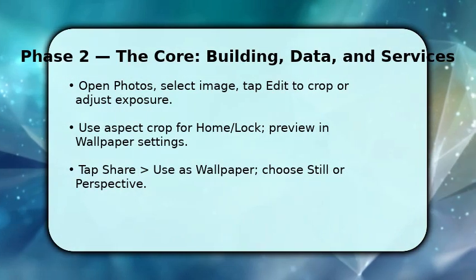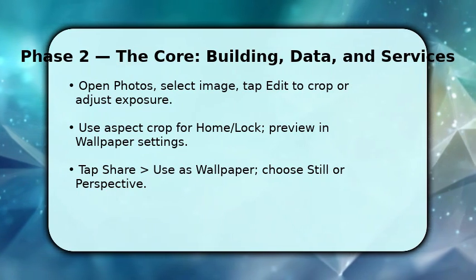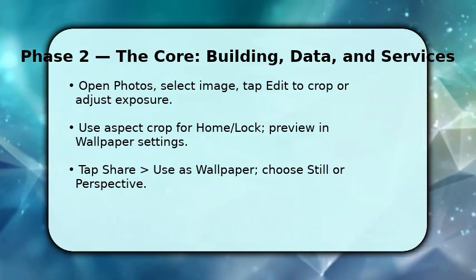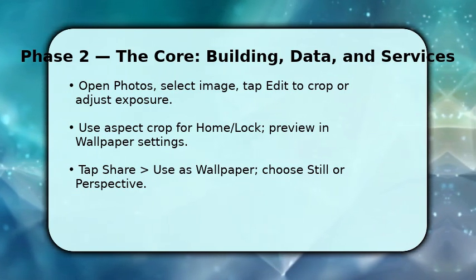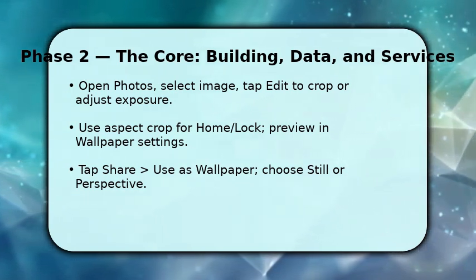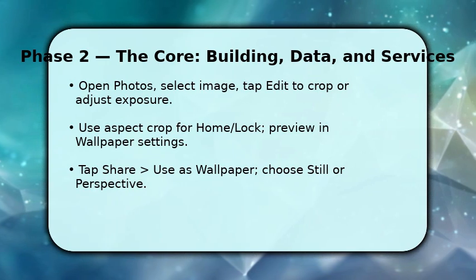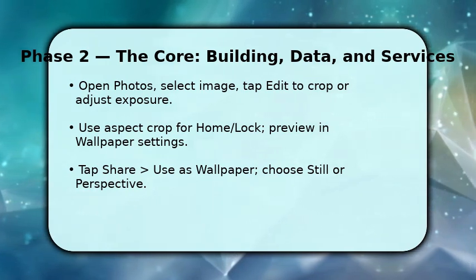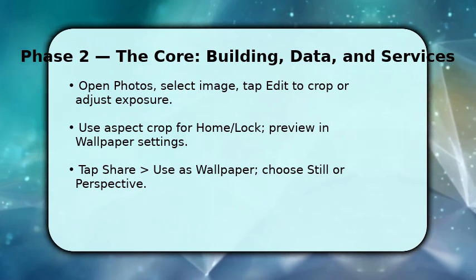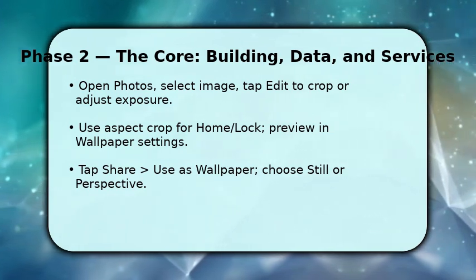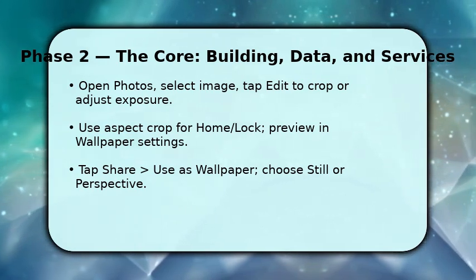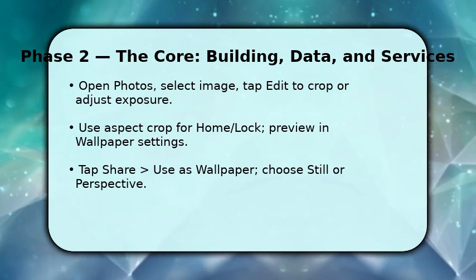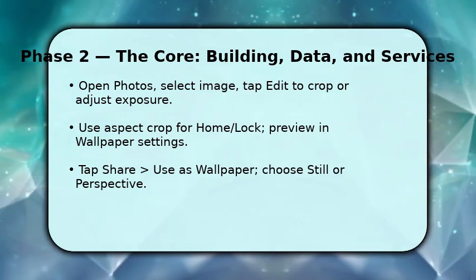You'll edit the image first to fit your screen. Open Photos, tap Edit, then crop to the phone's aspect ratio and tweak brightness or saturation. Once adjusted, tap Share and choose Use as Wallpaper. This opens the wallpaper preview where you can position and scale. Choose Still for static or Perspective to add depth. Make sure the subject stays clear behind icons. When you're satisfied, tap Set and decide Lock Screen, Home Screen, or both so the image appears exactly where you want it.